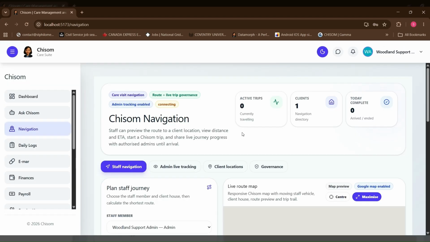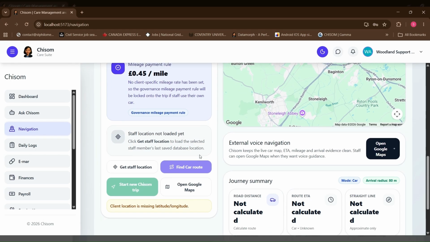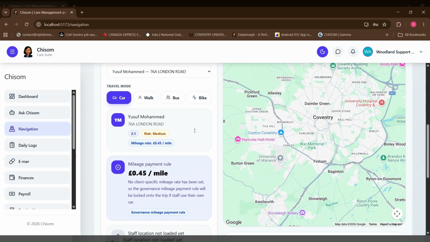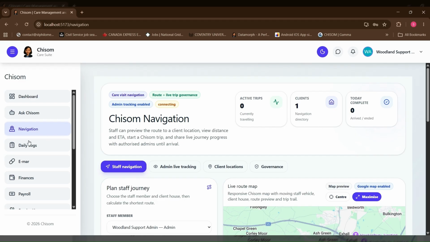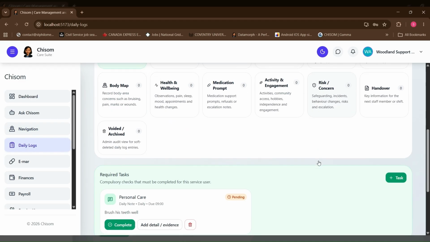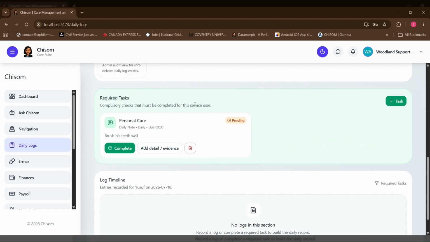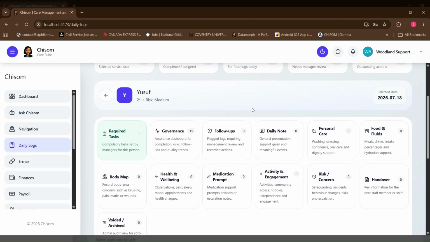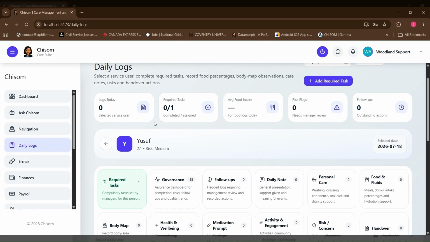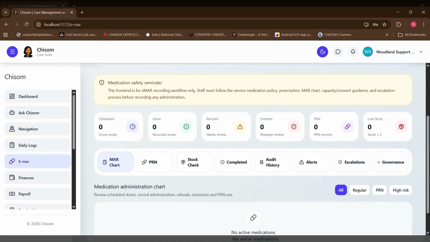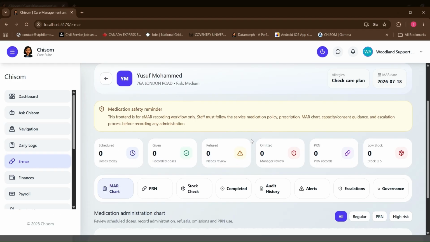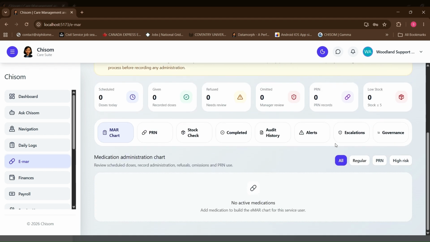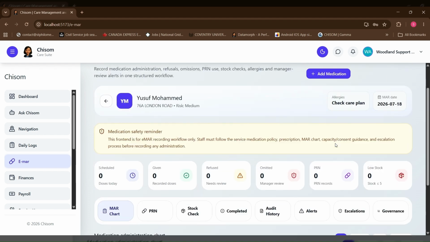We have navigation. This is for domiciliary workers. With this, you'll be able to get the location of the client they are going to visit. There are daily logs where you put in different logs concerning the clients. There's the required task section. These are tasks that are compulsory for each client or service user. Then there's eMAR, this is like an electronic medication chart where you record the medication of the service users.